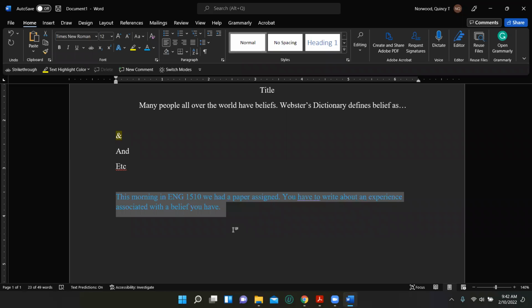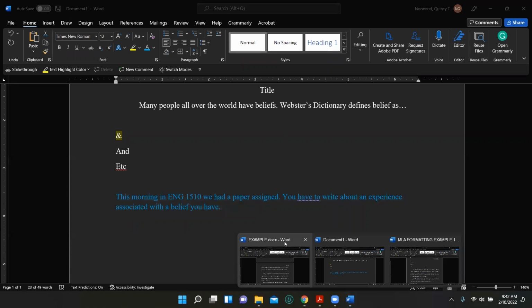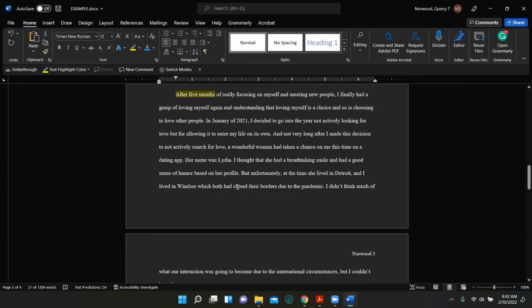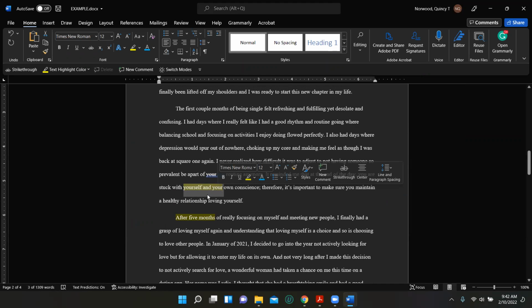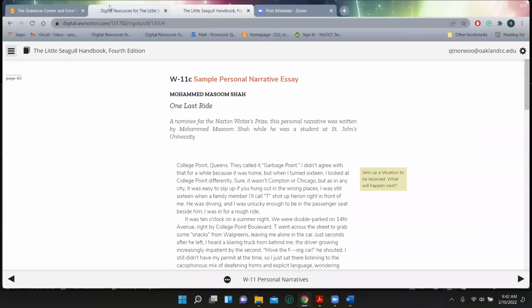This morning in English 1510, we had a paper assignment. You have to write about an experience associated with a belief you have. So right now your reader's thinking, I wasn't in that class. That's what happens when you say you. So as we were looking at this example, if I had one more chance to coach this student, I would ask them to get rid of or change this. Make it about me and myself and my own conscience.